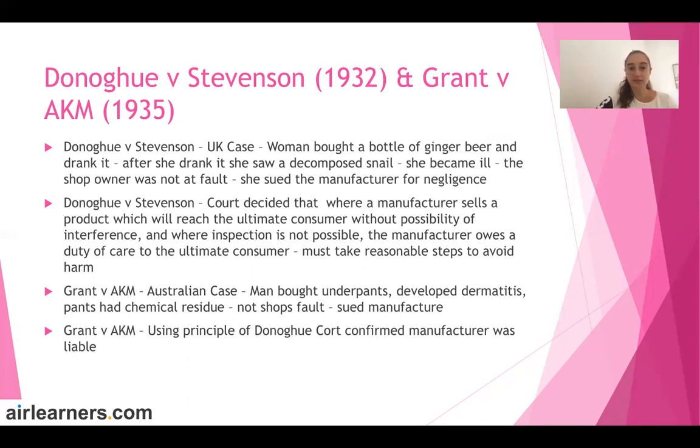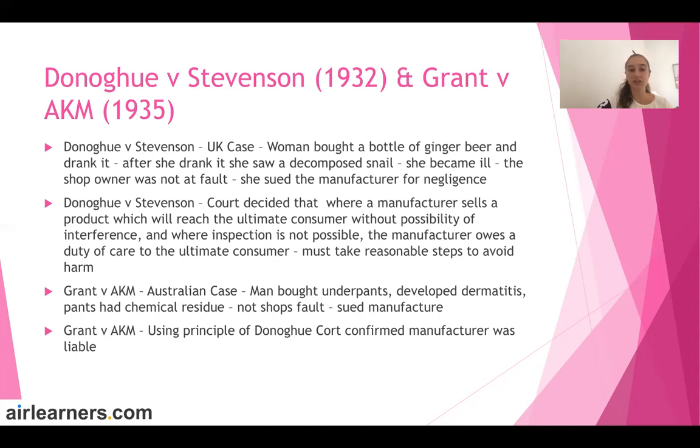In Donoghue versus Stevenson, the court decided that when a manufacturer sells a product, which they know will reach a consumer, and where inspection of that product is not possible by the customer, so in this instance where it was an opaque bottle, the manufacturer owes a duty of care to the consumer and must take reasonable steps to avoid harm. And that was the first English case to establish this kind of principle of manufacturer's liability in the law of negligence.